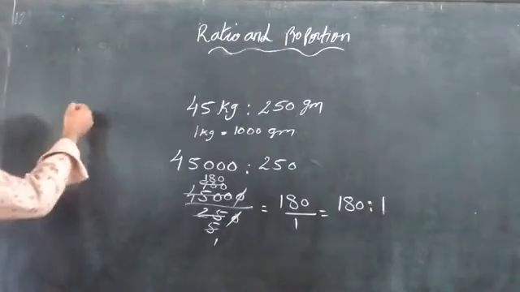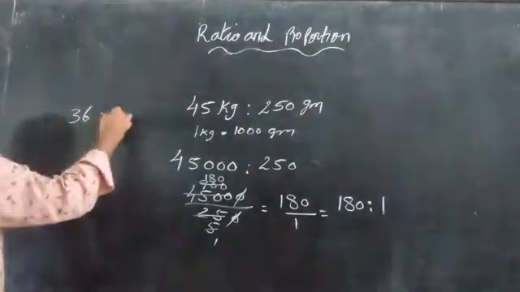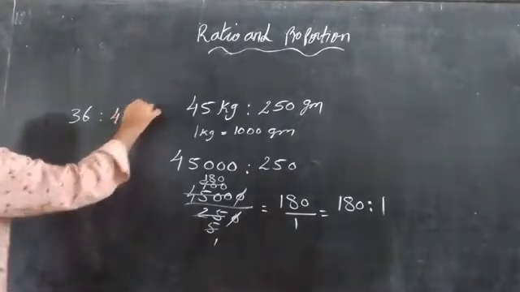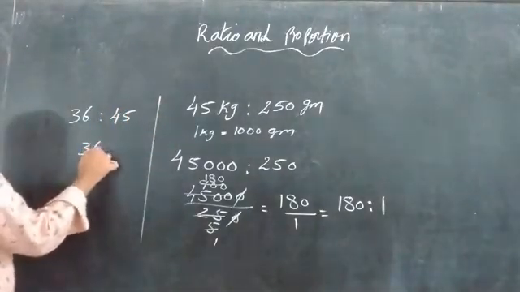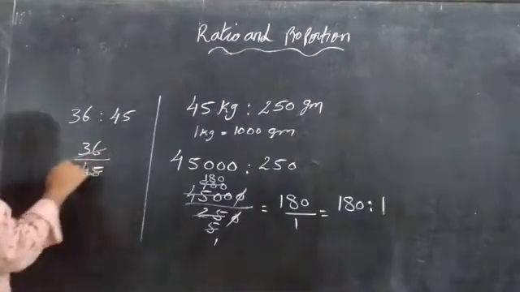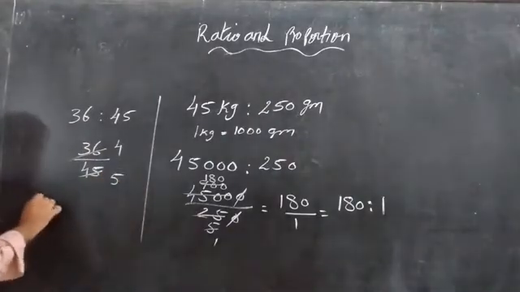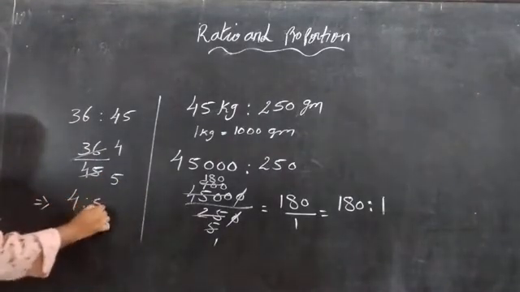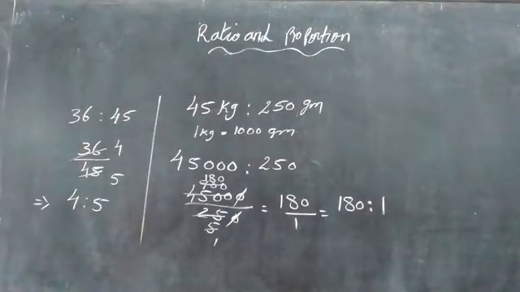Another sum is 36 is to 45. What we have to do is write it in simplest form. 36 by 45, cancellation in the 9 table: 9 fours are 36, 9 fives are 45. The answer is 4 is to 5. This is about the fraction form in simplest form.